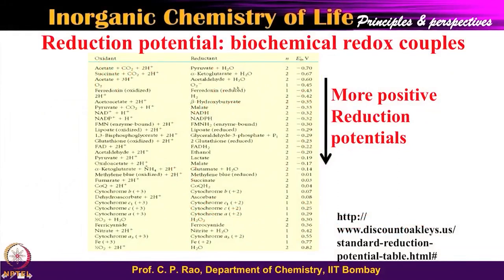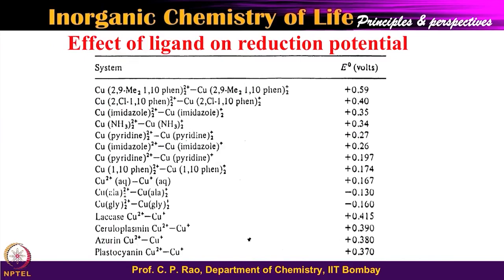So, as you go from this to this, more and more reduction is favored. If you go in the reverse direction, more and more oxidation is favored. Let us see this in the context of an example of a couple of proteins. You can see here, these are all small molecules up to here. And if you go down here, this is laccase, ceruloplasmin, azurin, and plastocyanin, all of which are enzymes.